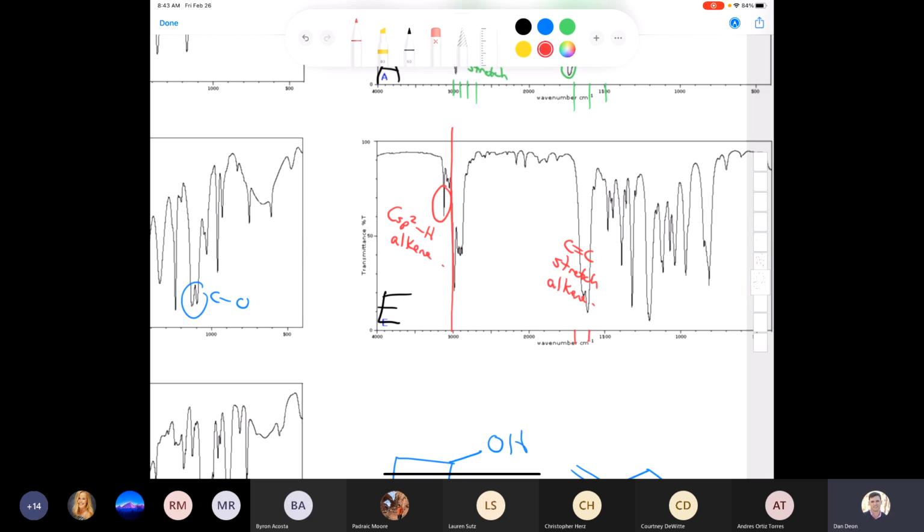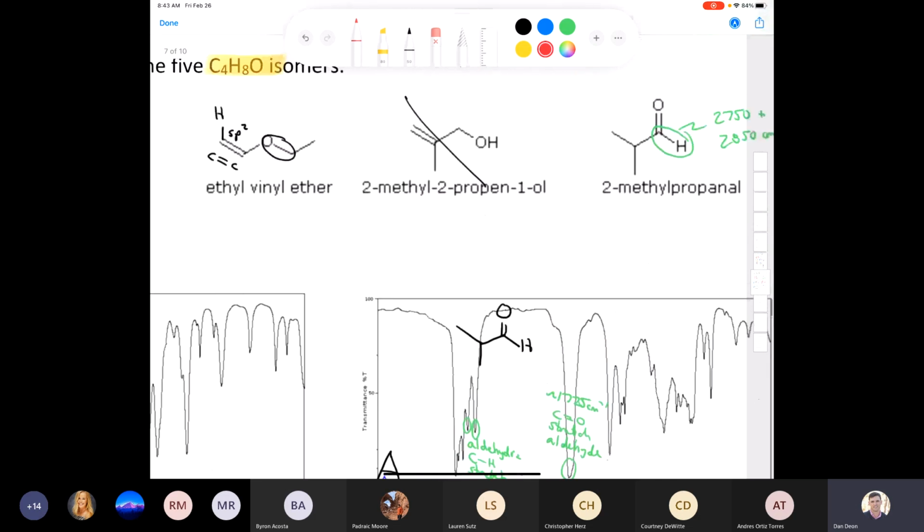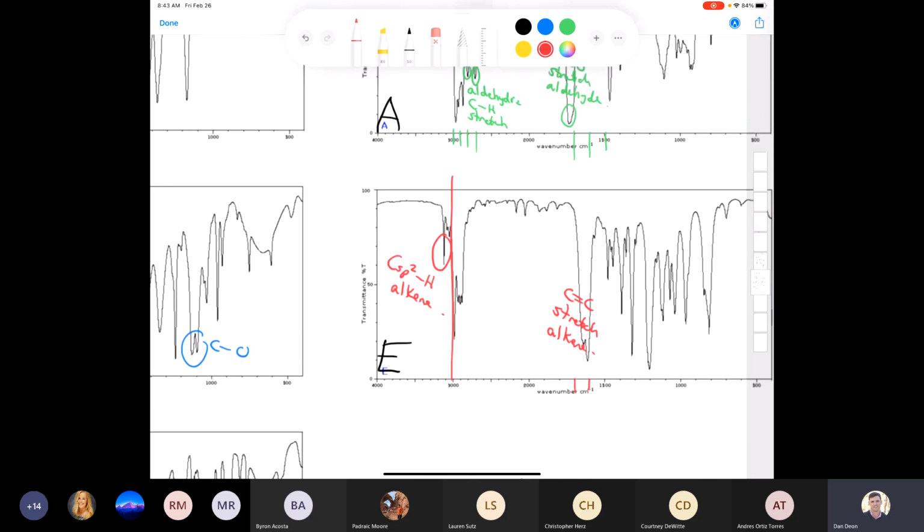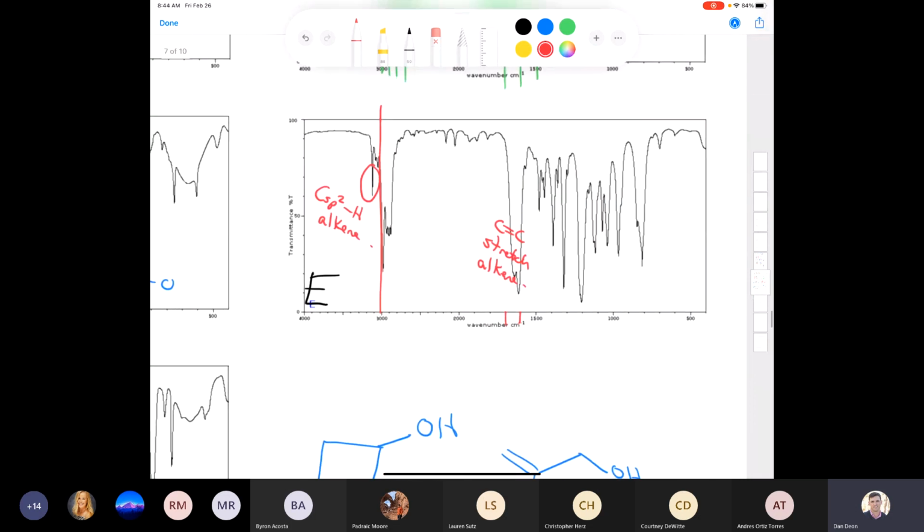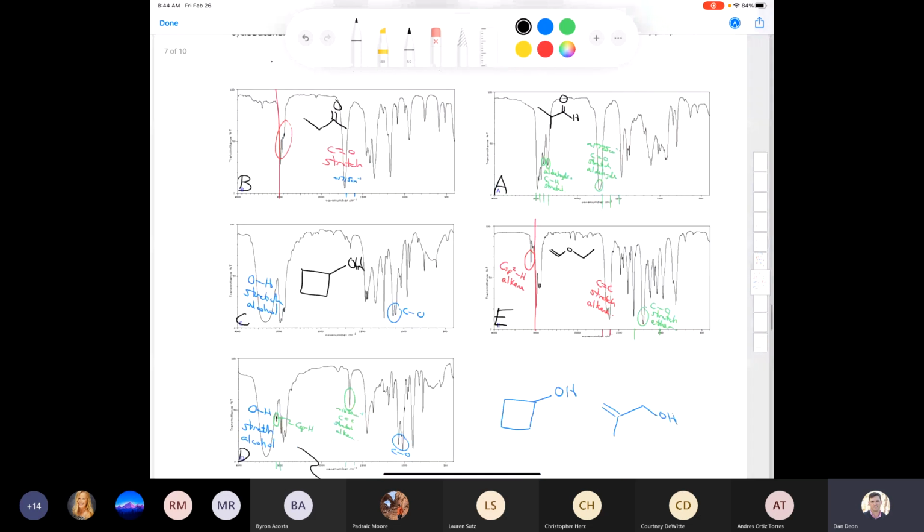What else? If we look at ethyl vinyl ether, not only does it have an alkene, it's also got an ether. Let's go over to our sheet. Let's look at ether. It says here ether, somewhere between 1,300 and 1,000. So here's 1,000, here's 1,300. Look at that. Come on, that's huge. That must be the carbon-oxygen stretch from the ether. Okay? And so this would be ethyl vinyl ether. There you go. We figured out all of them.